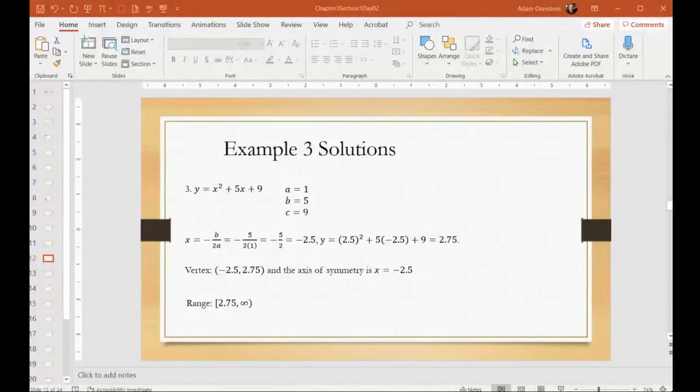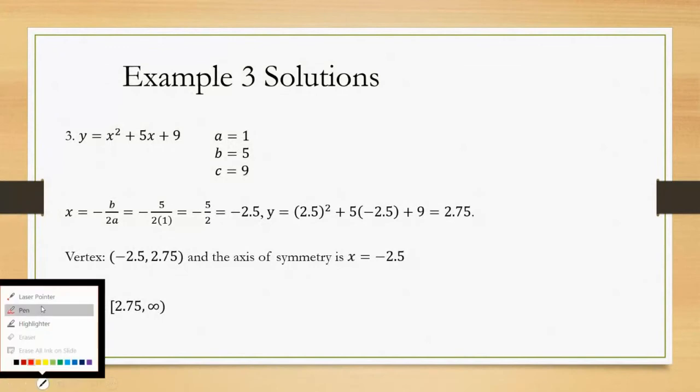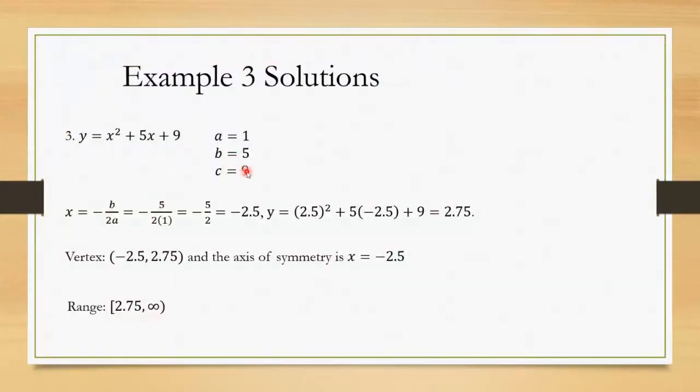Okay, now for the next one here, we have x squared plus 5x plus 9. So A is 1 in this case. B is 5, C is 9. So let's figure out the vertex. Even though it's right here, let's see how we get it.